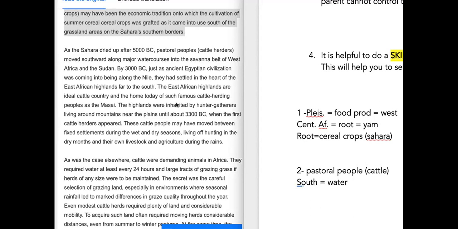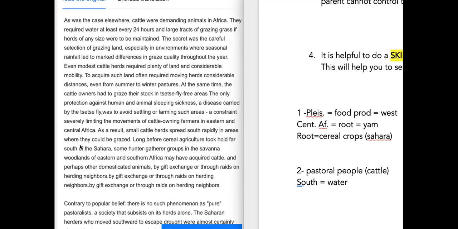And I won't read for detail now. I'm just kind of going to the last sentence. Sometimes it's nice to read the last sentence. These cattle people may have moved between fixed settlements during wet and dry seasons, living off the hunting in the dry months. Okay, cool. We're going on to paragraph 3.